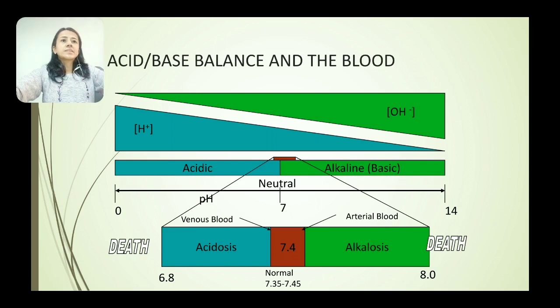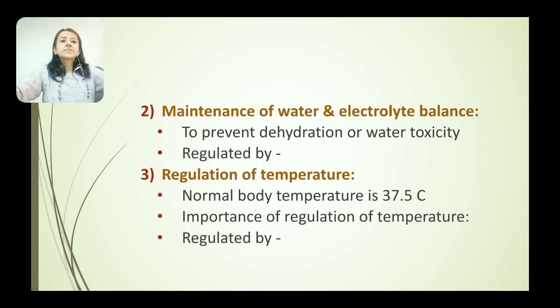You can see here in this diagram, this is the normal pH range, and whenever the pH deviates from its normal range, that affects the homeostasis. Second is water and electrolyte balance, that is required to be regulated to prevent dehydration, that is decrease in the water content, or water toxicity. Water and electrolyte balance is regulated by kidneys, skin, salivary gland and digestive tract.